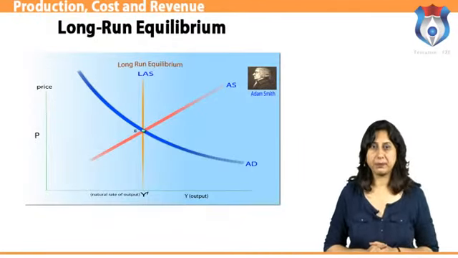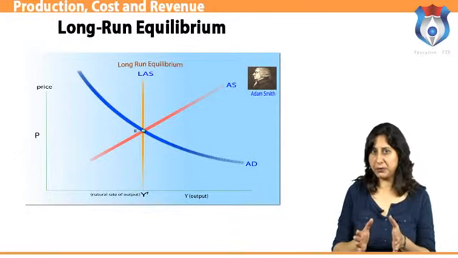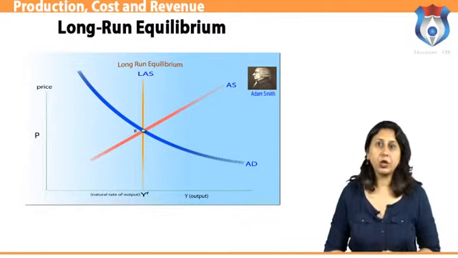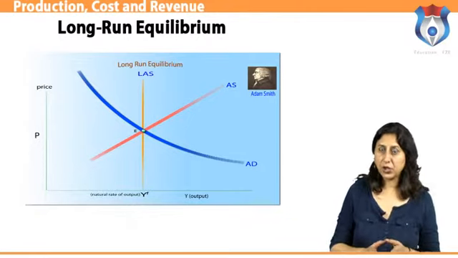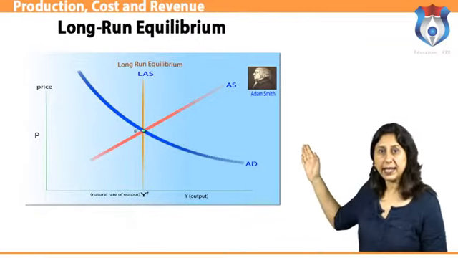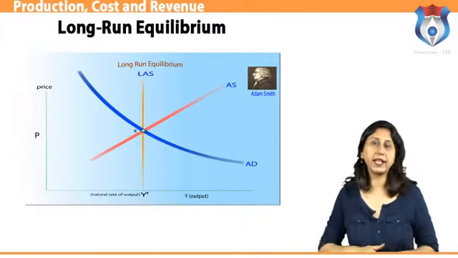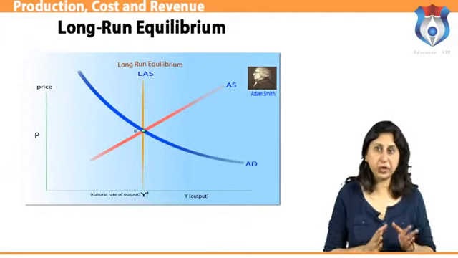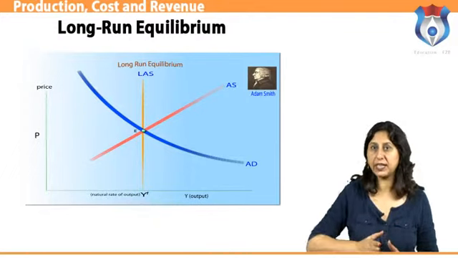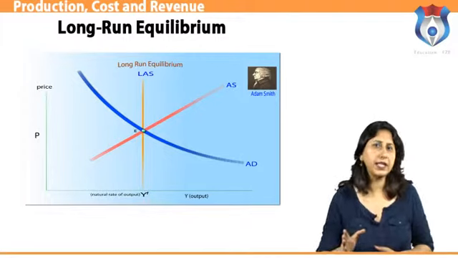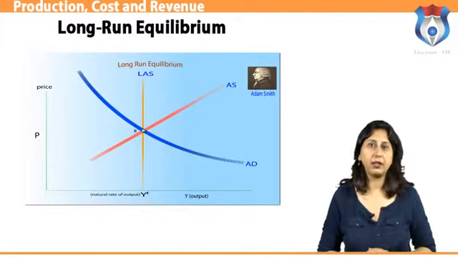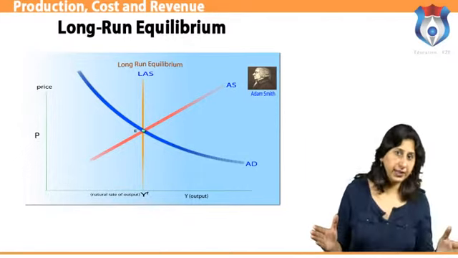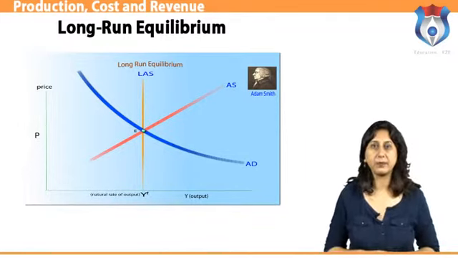Long-run equilibrium. Like short-run equilibrium, long-run equilibrium can also be determined. The equilibrium in the long run is shown by the intersection of the AD curve, the SAS curve and the long-run aggregate supply, LAS, curve. Since LAS represents potential output, a shift in the AD curve will only result in a change in price level. A shift to the right increases the price level and a shift to the left decreases the price level.